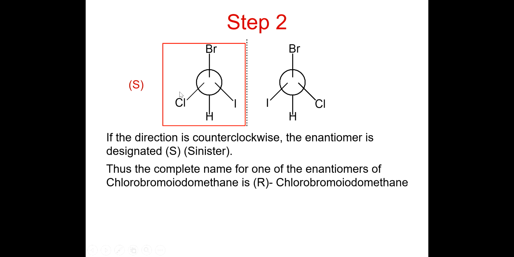So the complete name for this enantiomer is actually, we have a prefix here, chlorobromoiodomethane here. Okay, so we put the R or S notation as a prefix of the compound's name.